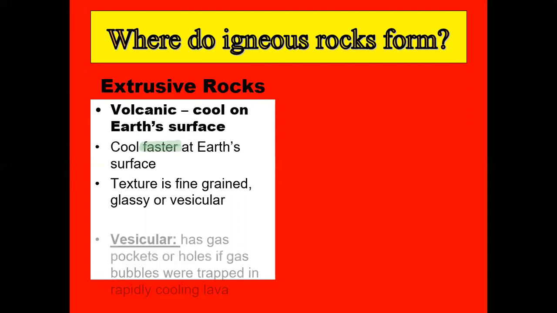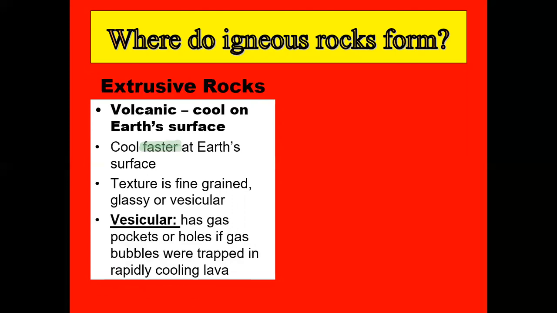Just to define it, vesicular means having gas pockets or holes, because gas bubbles get trapped in the rapidly cooling lava. The point we want to drive home is that extrusive rocks cool a lot faster. So when it cools, a lot of the things in the rock, such as the crystals or the grain size, don't have much time to develop. Cooling faster means you're going to have smaller things, or it's going to look glassy. You get these gas pockets trapped in there because the process is happening rather quickly.